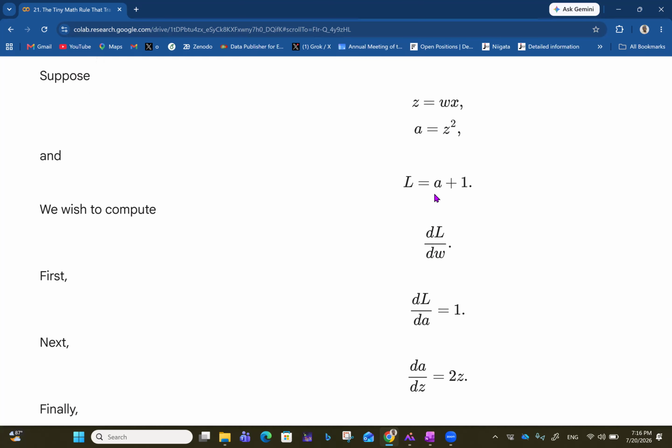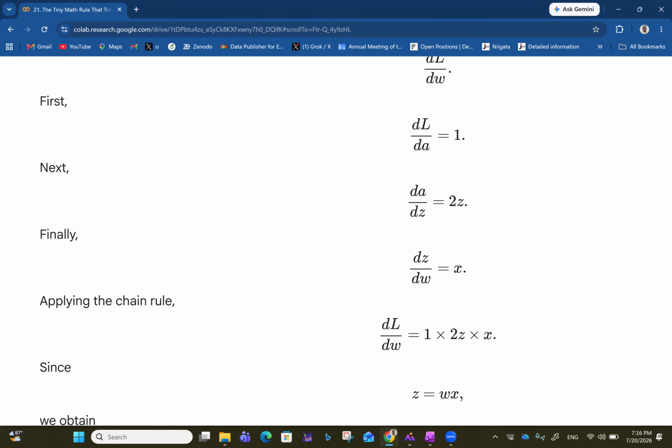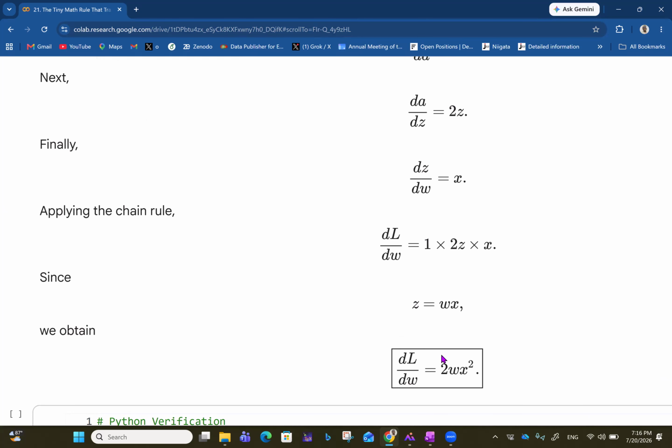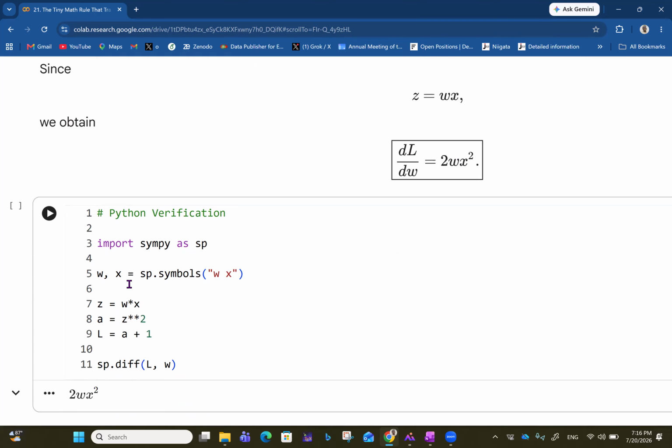You do dL/da, which will just give us 1. Then you do da/dz, which is simply 2z. And then we do dz/dW, which gives x. So applying the chain rule, we have dL/dW to be 1 times 2z times x. And since z is Wx, we then have 2Wx squared for dL/dW. And if you put all of that in SymPy, with symbols W and x, z is Wx, a is z squared, L is a plus 1, and you differentiate L with respect to W, SymPy runs through the whole of that and you have 2Wx squared.